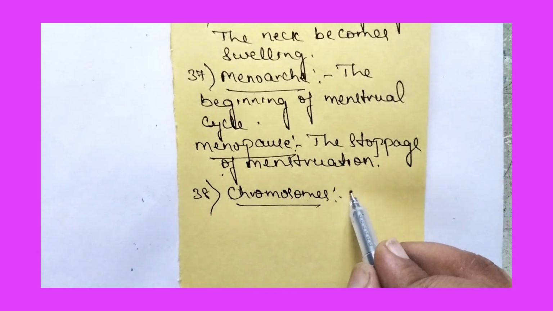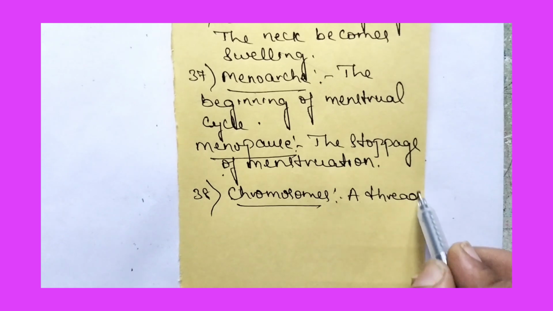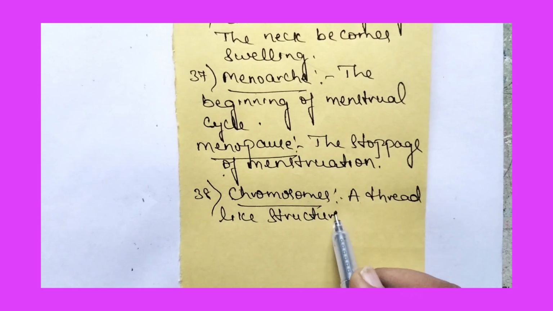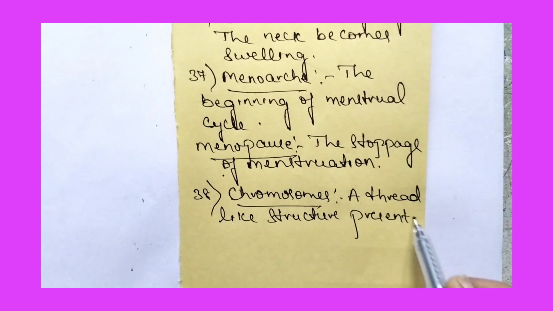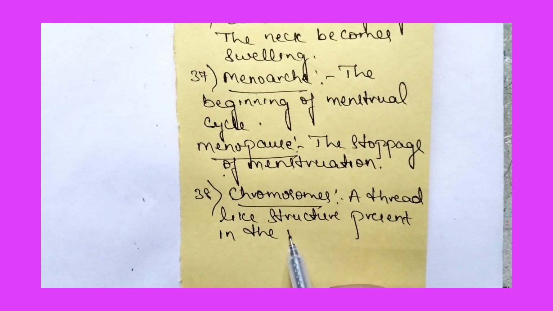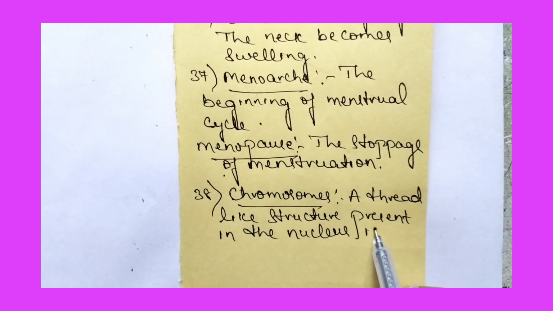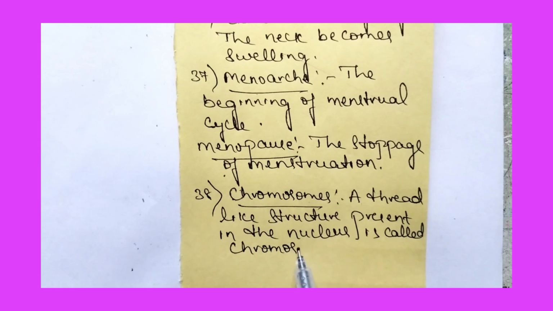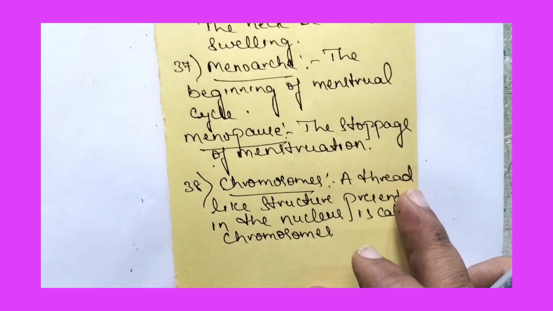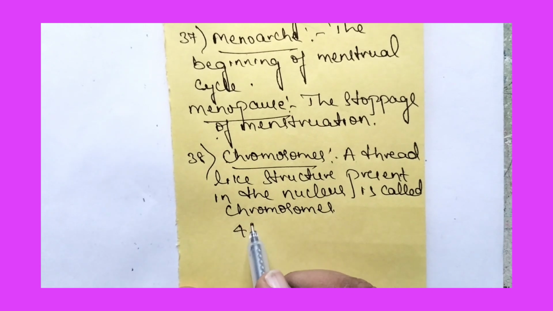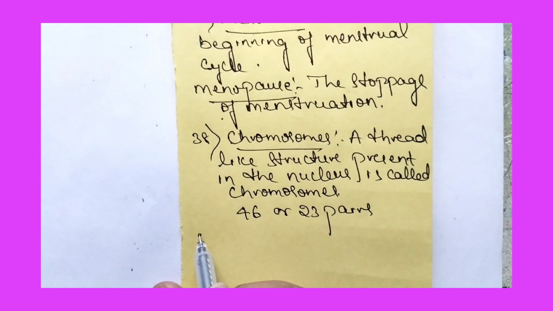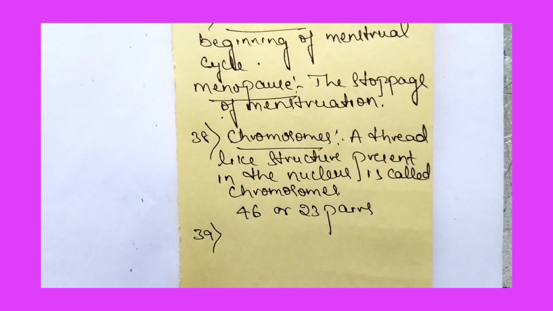What are chromosomes? A thread-like structure present in the nucleus is called chromosomes. The question asks how many chromosomes are present in humans: 46, or 23 pairs. 46 or 23 pairs of chromosomes are present in humans.